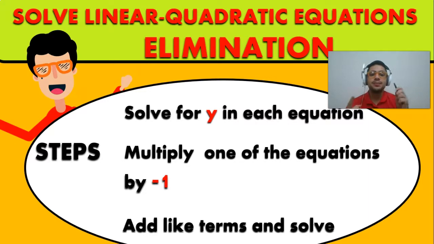Seems pretty simple. Solve for y in each equation. Sometimes you're already going to be given the equation already solved for y, so you don't have to do anything in the first step. The second one is multiplying one of the two equations by minus 1 and then adding the like terms. So what about a practice now?